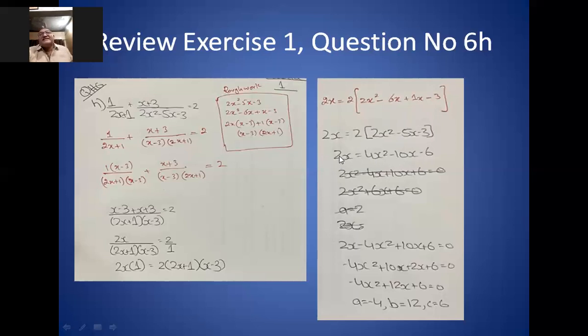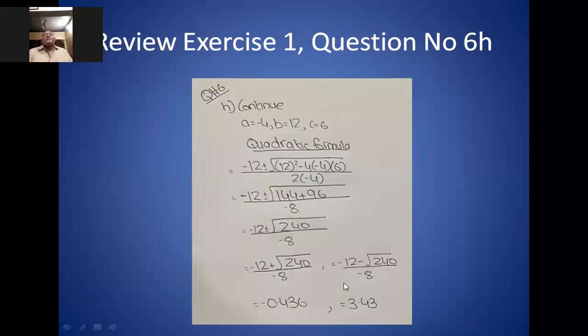So now this is the standard quadratic. Now we will arrange them. We will bring them to the same side. So you will have 2x minus 4x square plus 10x plus 6 equals 0. So it will be minus 4x square and plus 10x plus 2x plus 6 equals 0. So you will have minus 4x square plus 12x plus 6 equals 0. So the coefficient of the x square is -4. So a is -4. The coefficient of the x is 12. So b is 12. The constant term here is 6. So the c is 6.